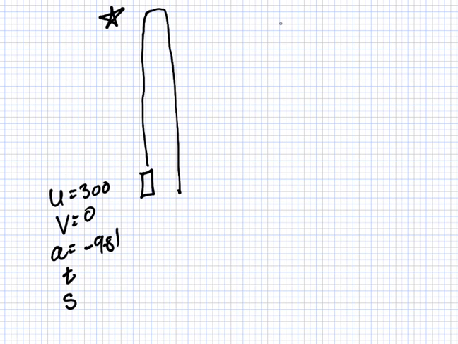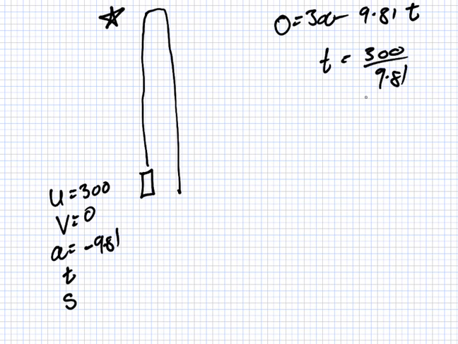What shall I use? V equals U plus AT again. So, can someone type this in, please? 300 over 9.81, what do you get? You have a calculator? 30.581. Okay, 30.6 seconds.